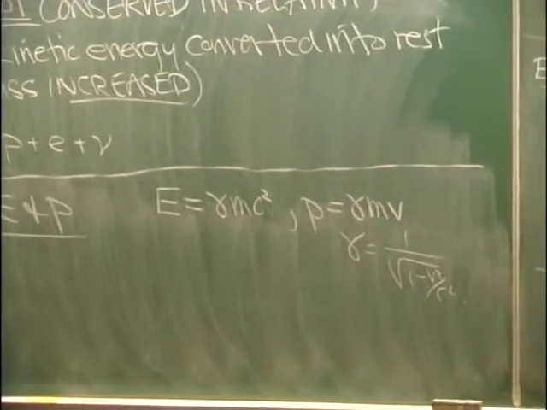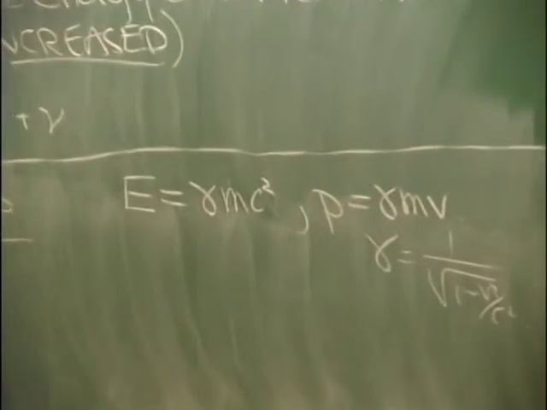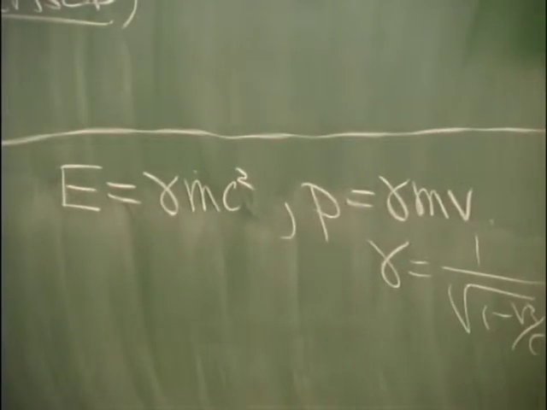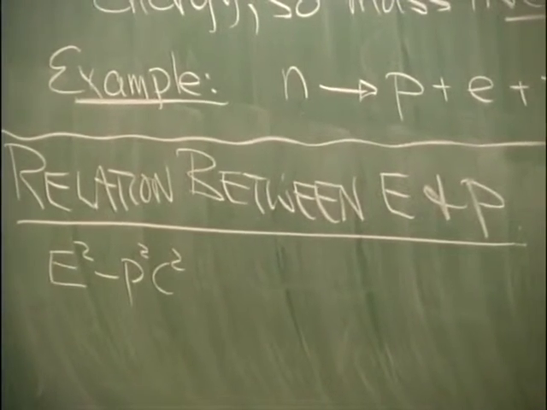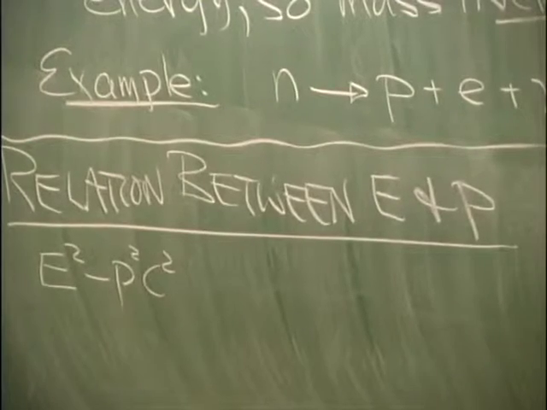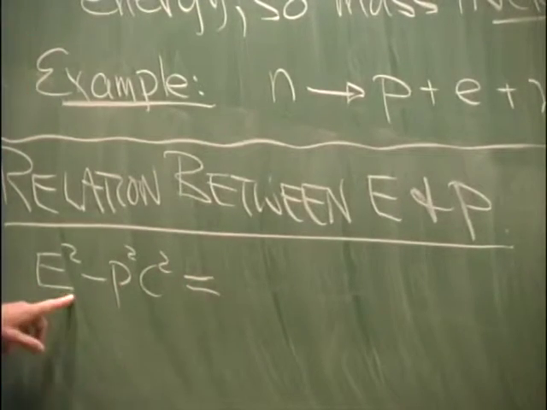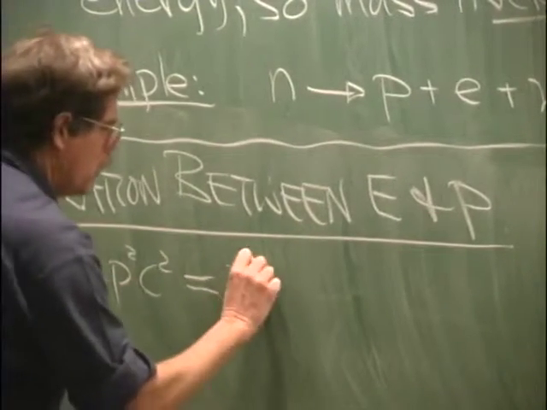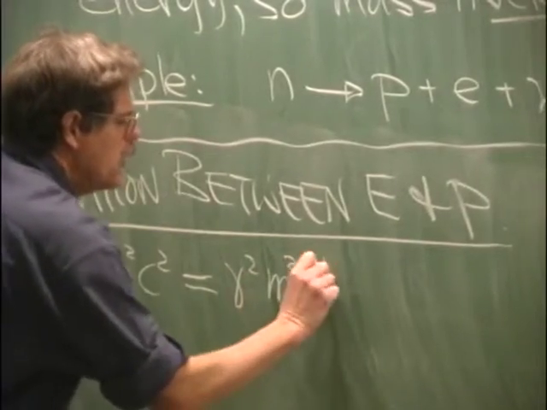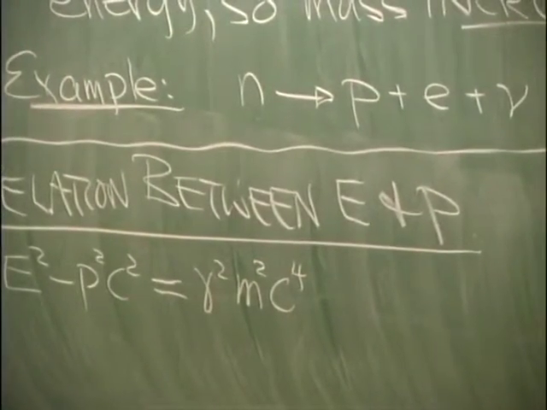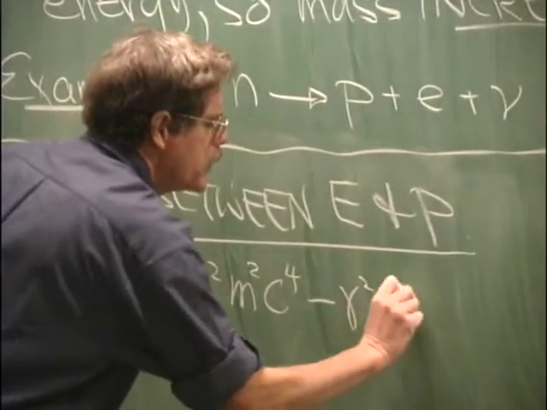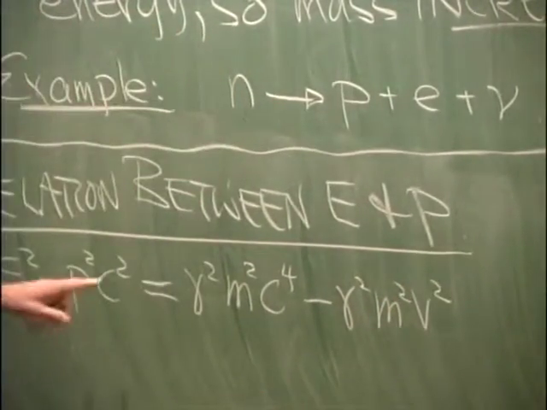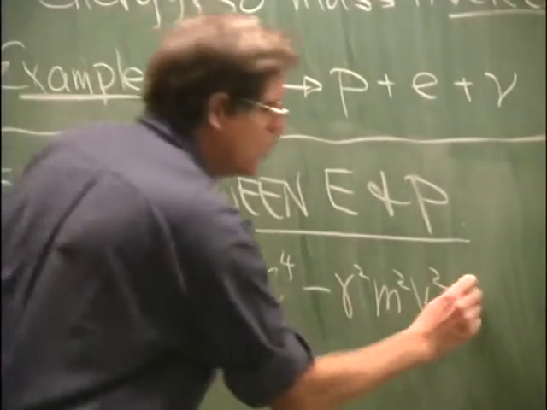What if I calculated the following quantity? E squared minus p squared c squared. I can't motivate this. I'm just going to try calculating that. Take it from me, it's going to produce something interesting. E squared would be gamma squared m squared c to the fourth. p squared would be gamma squared m squared v squared. And now I multiply that by c squared.